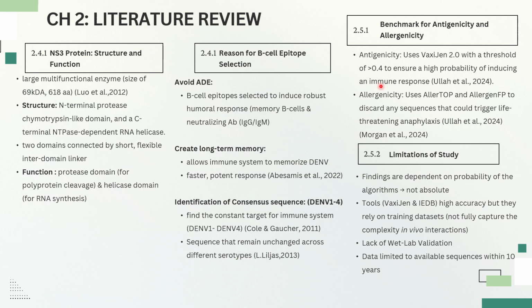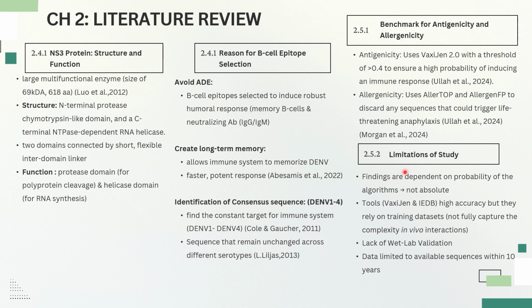Next, to ensure I only select the most viable vaccine candidates, I have established benchmarks. Firstly, antigenicity via VaxiJen 2.0, I will only use a threshold above 0.4, which is the validated benchmark in immunoinformatics that predicts whether a protein sequence is likely to trigger a protective immune response or not. Anything below that will be discarded. Secondly, for allergenicity, I will utilize AllergenFP because we have to ensure that the candidates are non-allergenic to avoid life-threatening anaphylaxis reactions.